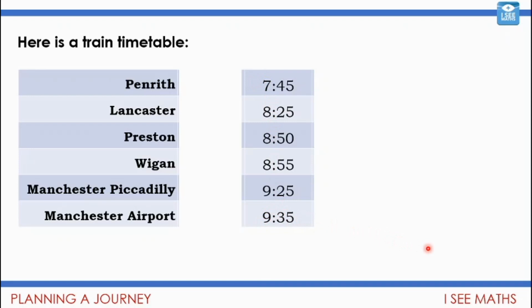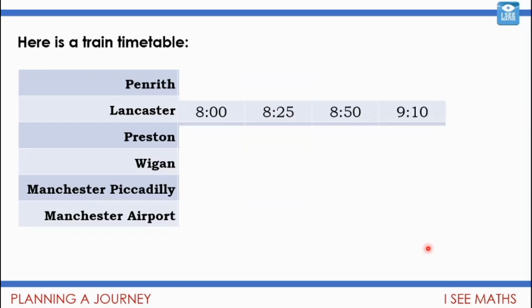Now again, in the previous video we looked at how these will be AM times, because PM times will be given in 24-hour clock. However, if we were looking just at the trains that leave Lancaster, we've got the first train leaves Lancaster at 8 o'clock, and then the second one at 8:25, and the third one at 8:50, and the fourth one at 9:10. So again, if I'm thinking about which train do I catch from Lancaster, I can see those times are showing me the four trains from Lancaster when they leave.